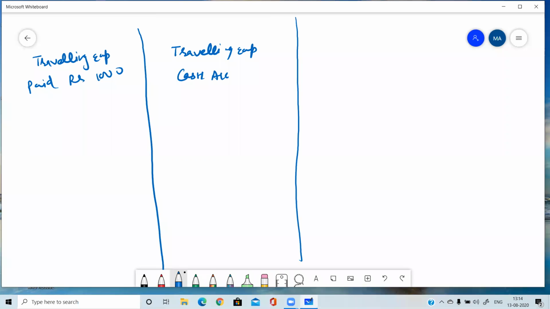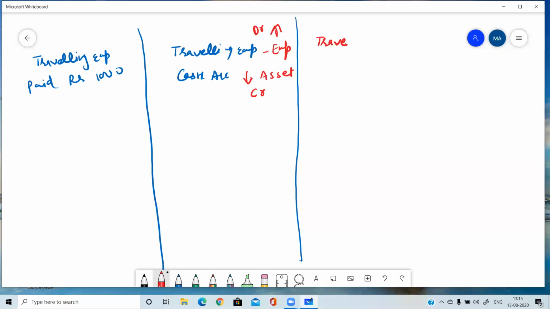Now, traveling expense, the nature of the account is, it is an expense account and cash is an asset account. So whenever we are making payment of any expense, it means our expense is increasing, and making payment means cash is going outside. So cash is decreasing. So expenses are debited when they increase and assets are credited when they decrease. Yes, very good. So the journal entry will be like this.